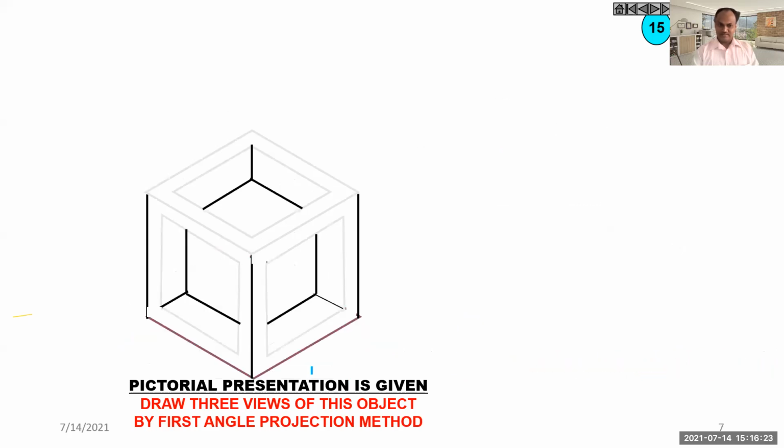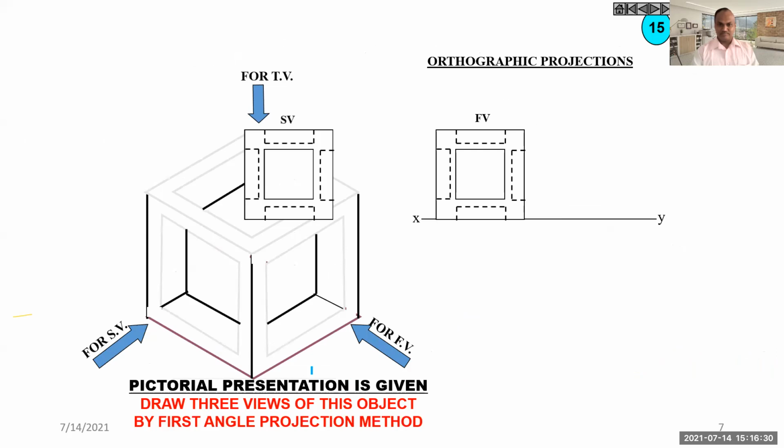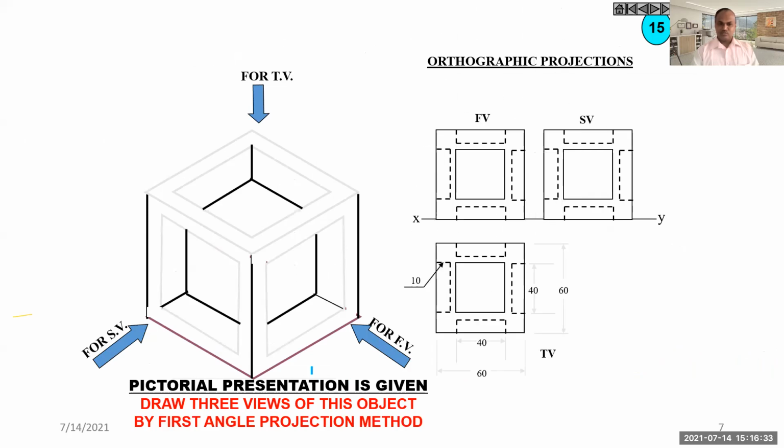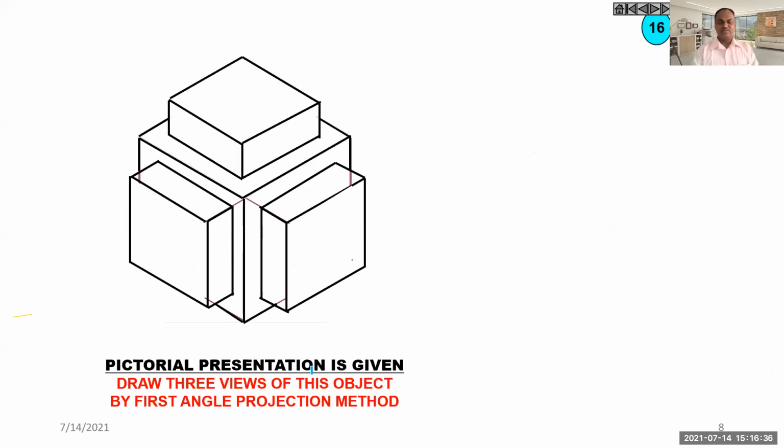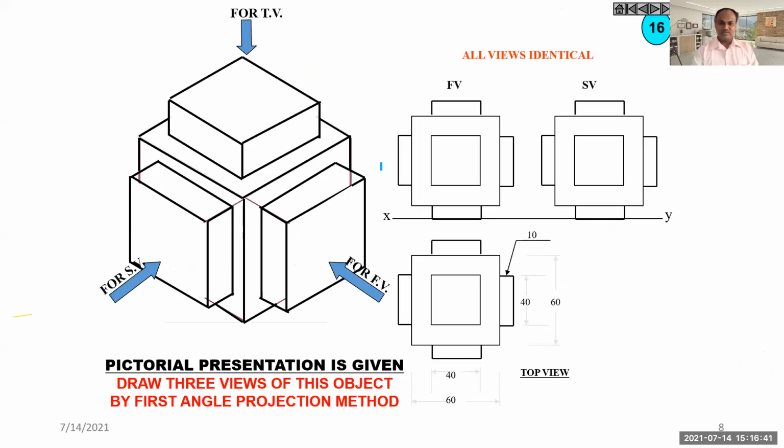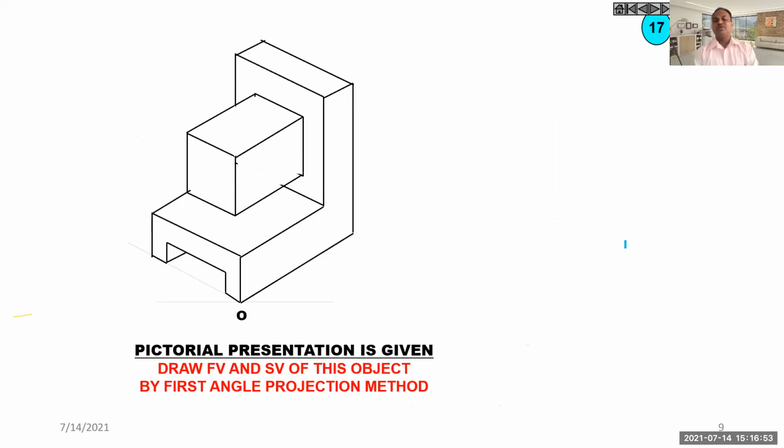All views are identical. Similarly, if you see this type of dice, then your front view, top view and side view will be exactly the same. So these are some rare cases in which all the views will be identical. Again, here also the same. You will see one rectangle, inside it one small rectangle, and outside these four rectangles. So these are all identical views. These are some interesting examples for you. Now we'll see our regular examples again.